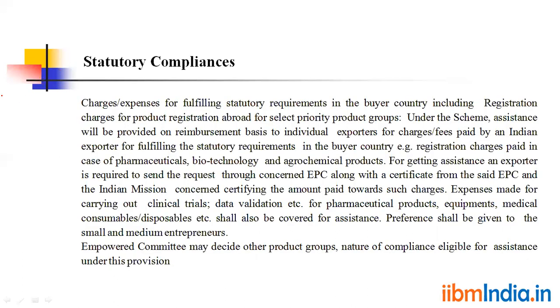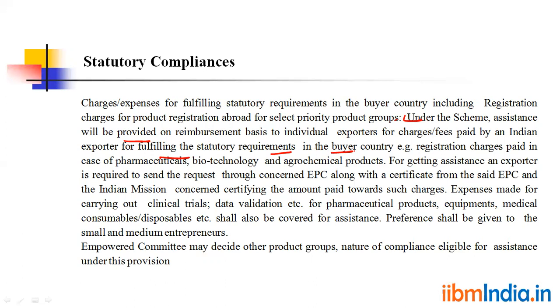Statutory compliances. What are the statutory compliances? Charges and expenses for fulfilling statutory requirements in the buyer country, including registration charges for product registration abroad, for selecting the priority product group. Under this scheme, assistance will be provided on a reimbursement basis to individual exporters for charges and fees paid for fulfilling the statutory requirement in the buyer's country. So this is quite simple, quite easy to understand.